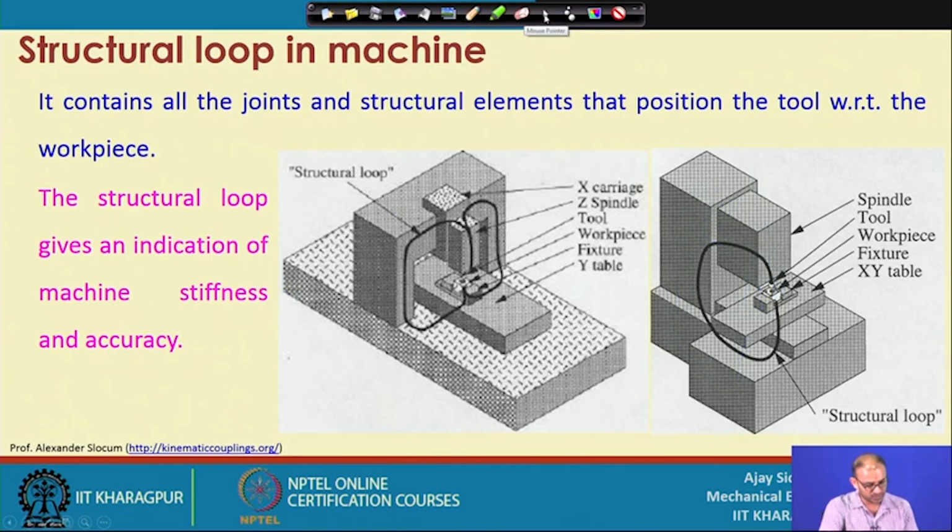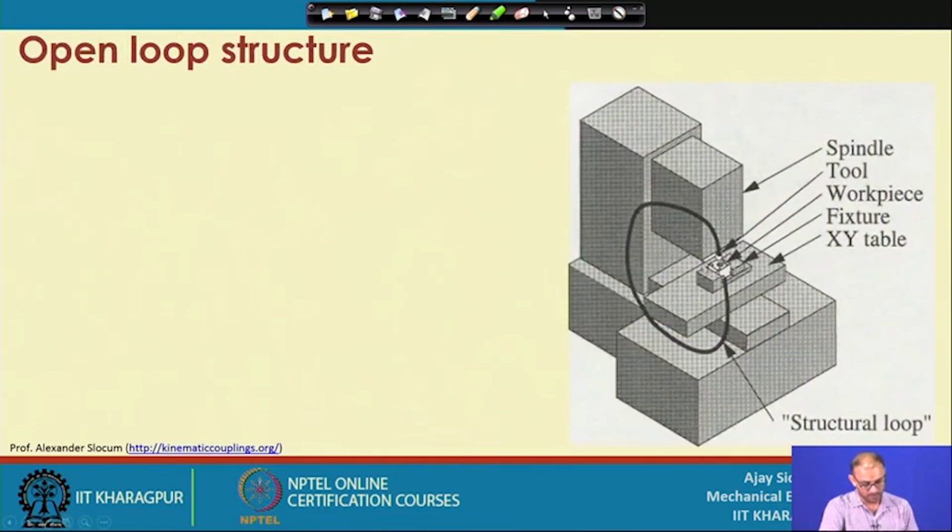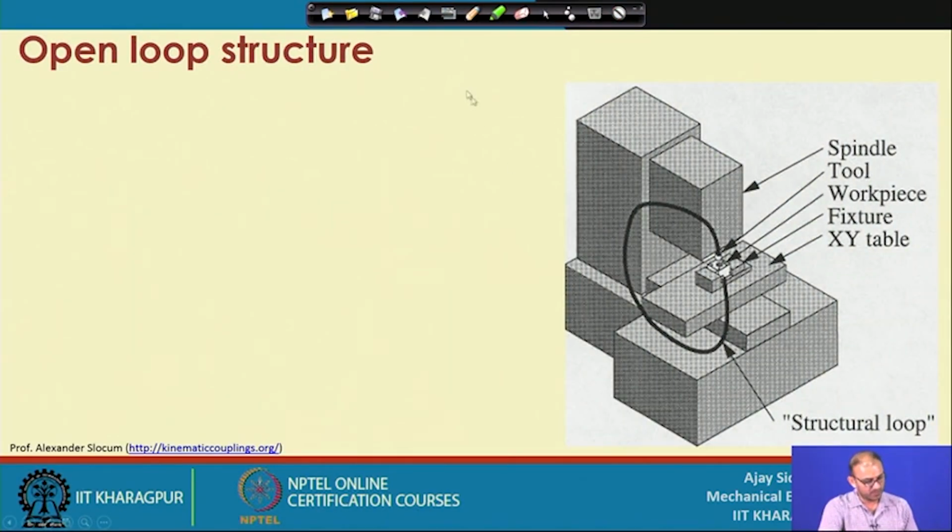So, these are the two structures. Let us discuss these two structures first. This is called the open loop structure, because we have seen two structures earlier. This one is open loop, because in this whole structure you are not able to fix two things together here. This is the location of the workpiece and tool, and so this is called the open loop structure.